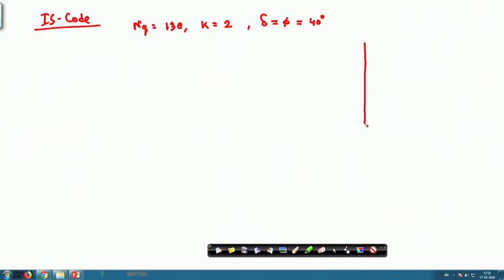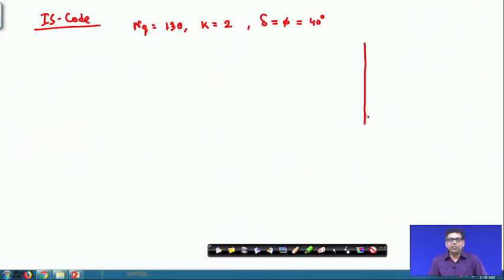So, as per the IS code, here it is dense soil. They have mentioned for 30 degree, loose sand, it is 15 d, and for dense sand it is 20 d. So, here it is dense sand. So, we are considering critical L to D as 20.